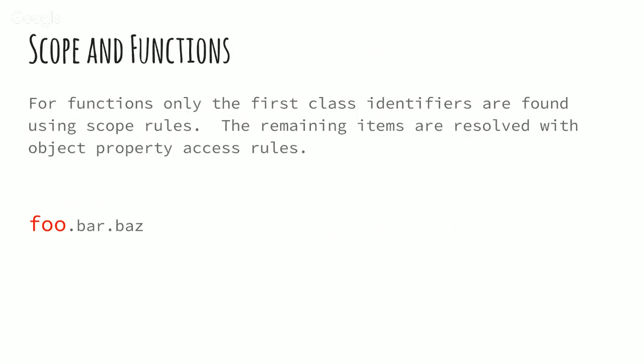This one, scope and functions. I didn't quite get this. I don't necessarily know what foo bar baz means, but basically what it's saying here is that lexical scope is only going to apply to this first item, and then the remainder of these are going to follow object property rules. So bar here will need to be referenced on whatever foo happens to be, and then baz would need to be referenced on whatever bar happens to be.